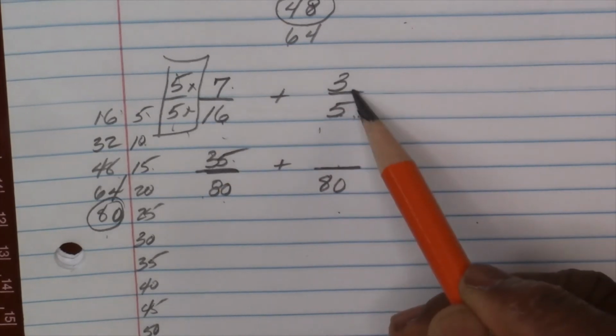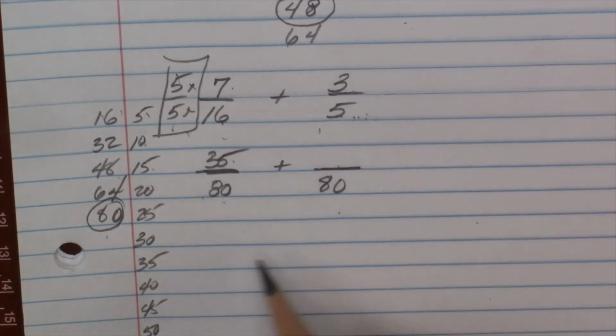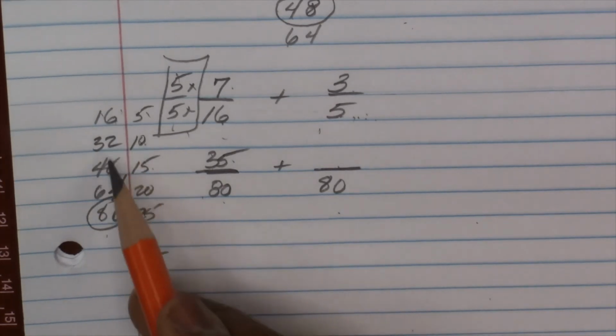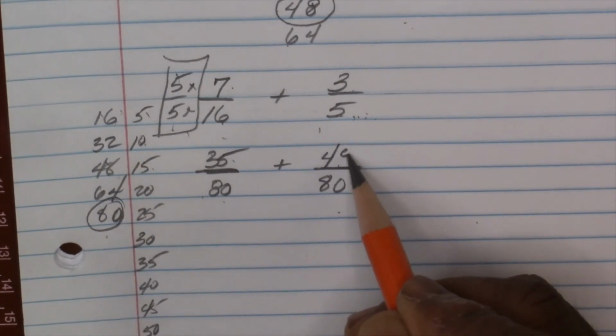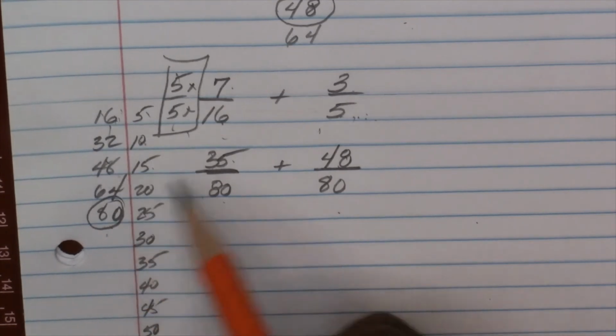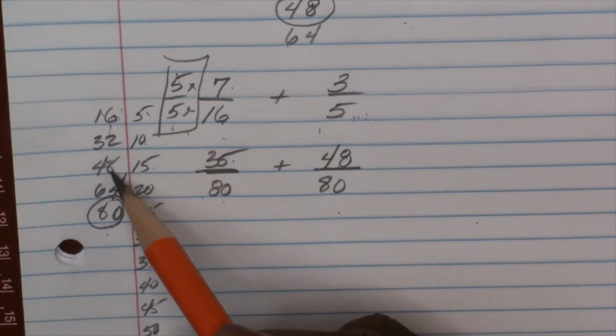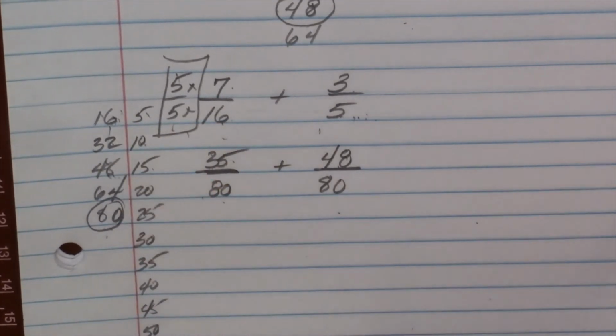I can do 16 times 3. Well, 16 times 3, let's do it over here. 1, 2, 3, that's 48. The value of skip counting is I already have it here. 16, 1, 2, 3 times 3 is 48.